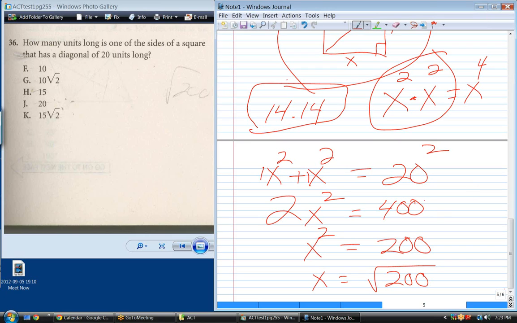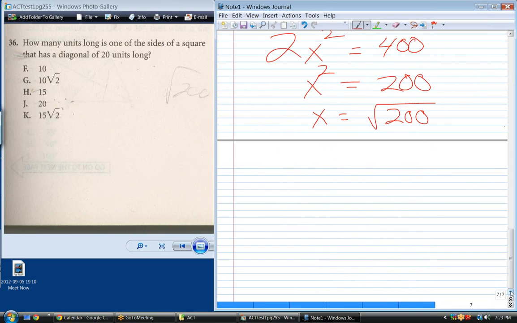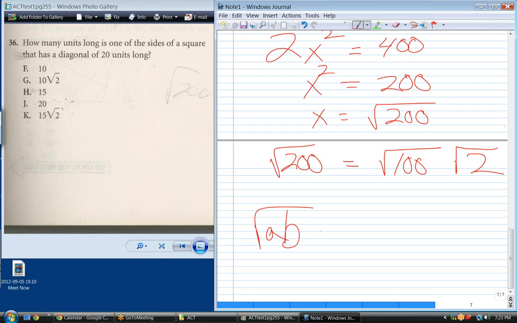But let's look at this a little bit more, because you really need to know how to simplify problems like this. How do I simplify the square root of 200? Well, let me look for factors of 200 where one of the factors is a perfect square. So how about that's the square root of 100 times the square root of 2? In other words, the square root of a times b is equal to the square root of a times the square root of b. So I can say the square root of 200 is equal to the square root of 100 times the square root of 2.